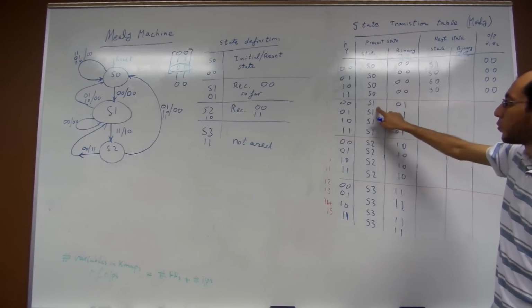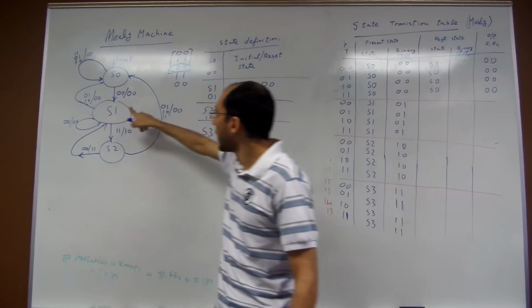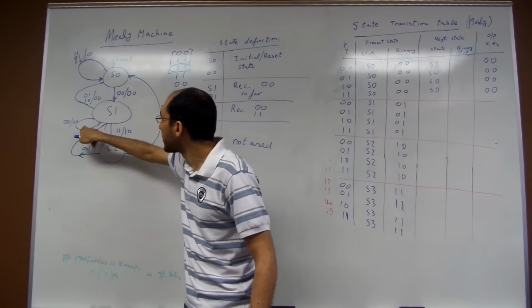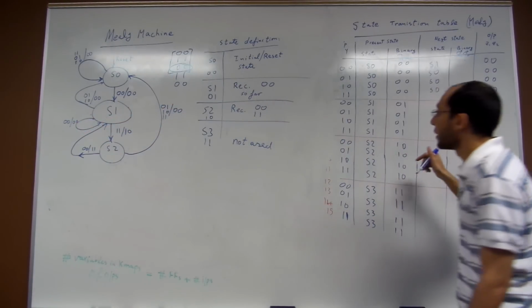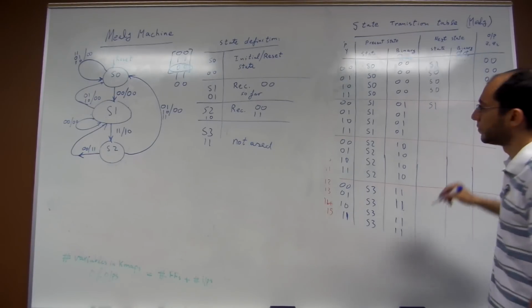State S1, what's the value of the input? The value of the input is 0, 0, right? And the output is 0, 0. And it loops back to state S1. S1 and 0, 0. Okay?